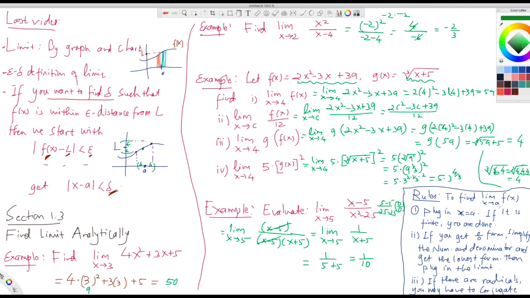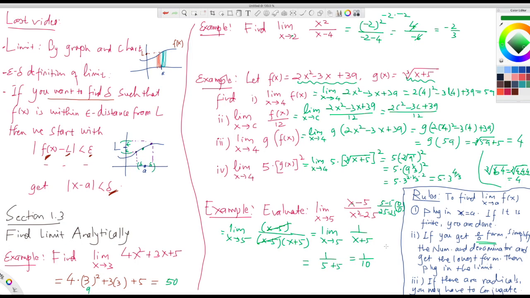To find the limit x tends to a of f(x), plug in x equals a. If it is finite, you are done. That's what we got in all these three examples, okay? And then if you get 0 over 0 form, that is the last example we did, simplify the numerator and denominator, cancel out, and get the lowest form. This is the lowest form, right? And then plug in the limit. If this limit is finite, then it is the limit, right? If it is not finite, then it is either infinity or the limit does not exist.